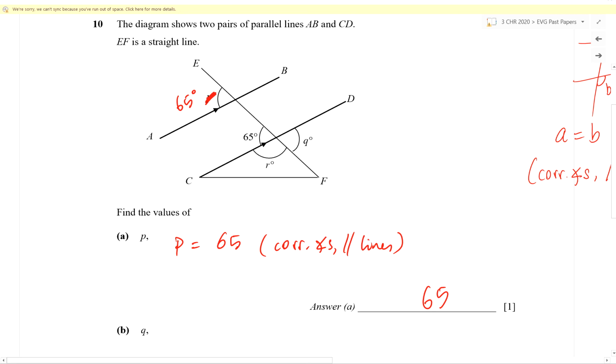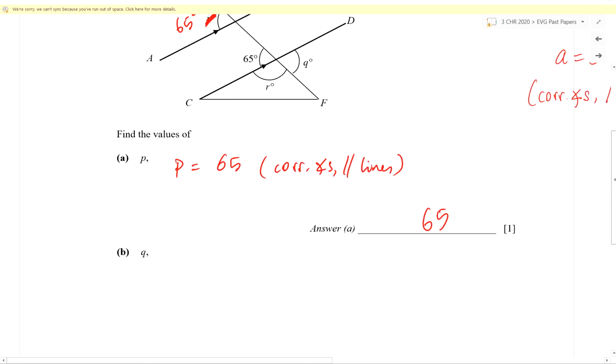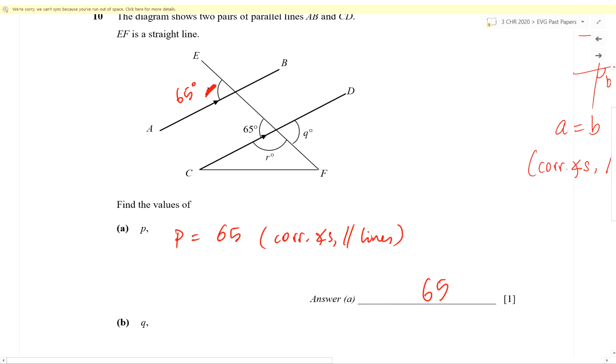The next angle they want us to find is angle Q. Angle Q over here. Besides parallel lines, there are two more properties that we need to know. A and B. Chang Hui, do they look alike? Yes, they are the same. A equals B. We call this vertically opposite angles.